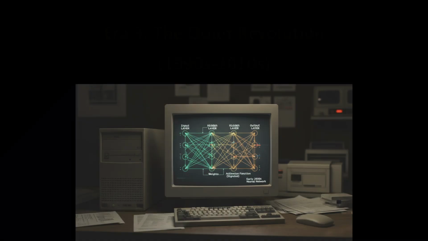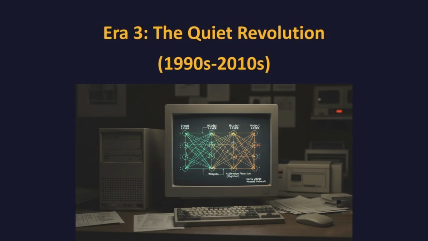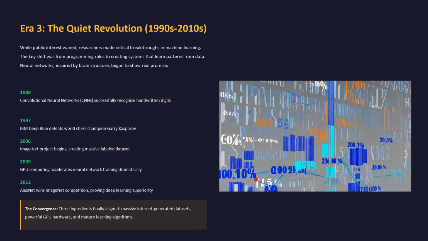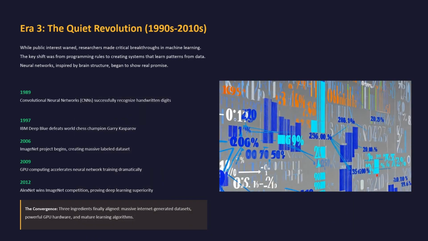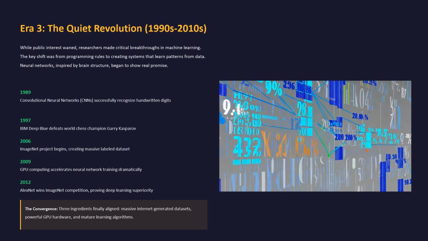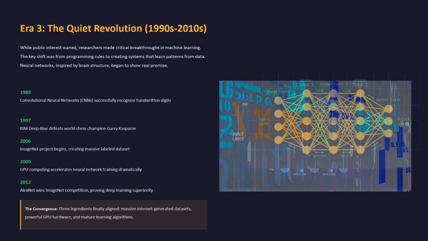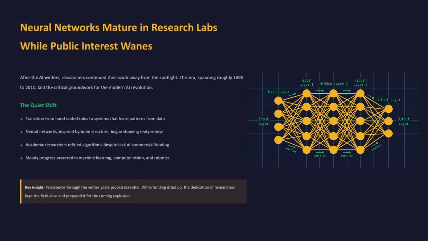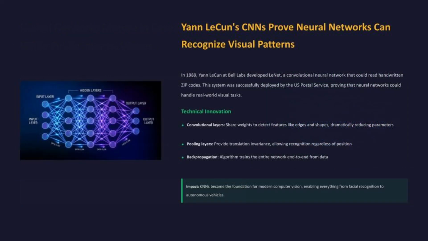Era 3, the Quiet Revolution, 1990s to 2010s. While the public and the funding agencies had largely moved on, a dedicated group of researchers kept working through the AI winter. This quiet persistence defines Era 3, the Quiet Revolution. The key shift here was moving away from trying to program rules and toward creating systems that could learn patterns from data, what we now call machine learning. Neural networks, which had been dismissed in the 70s, started to show real promise.